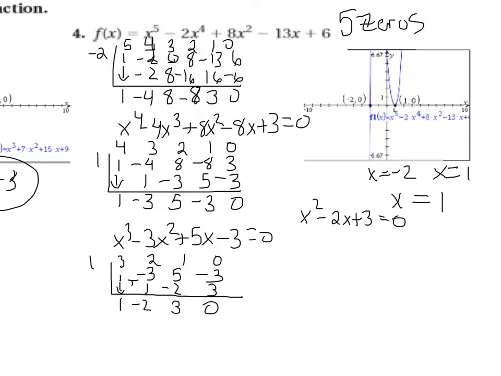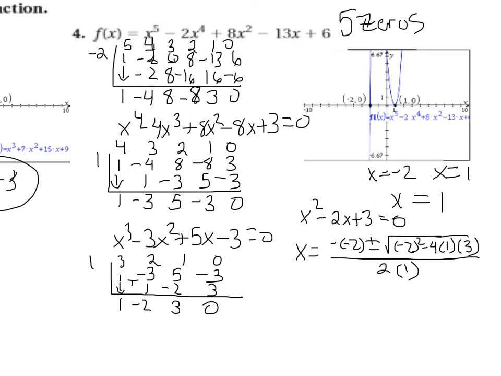Well, is there anything that multiplies to positive 3 and adds to negative 2? No. So that means you have to use the quadratic formula. So we say x equals negative b plus or minus the square root of b squared minus 4 times a times c, all over 2 times a. Okay, so let's calculate that. So you should get 2 plus or minus the square root of negative 8 over 2.